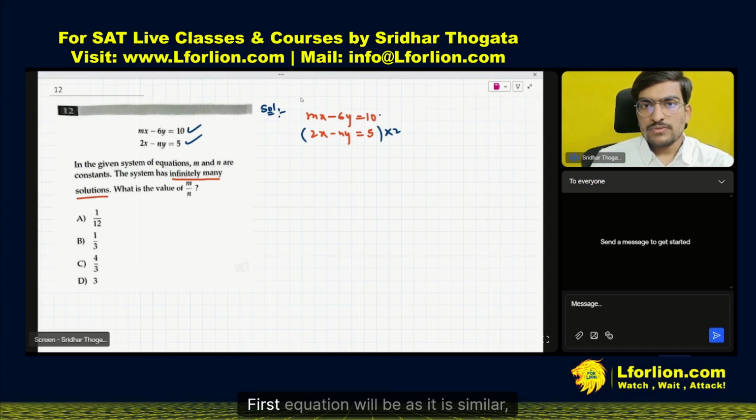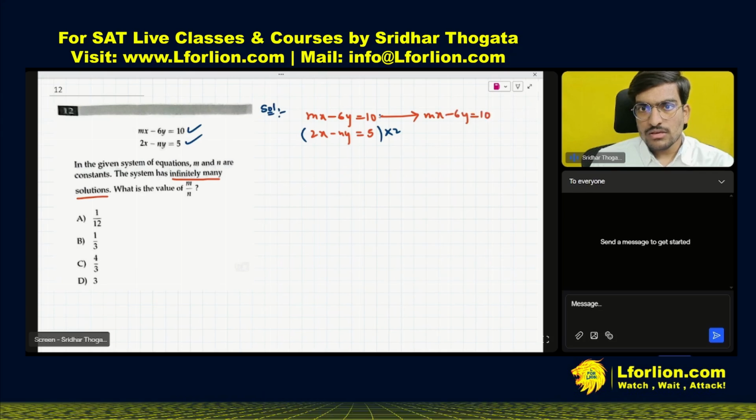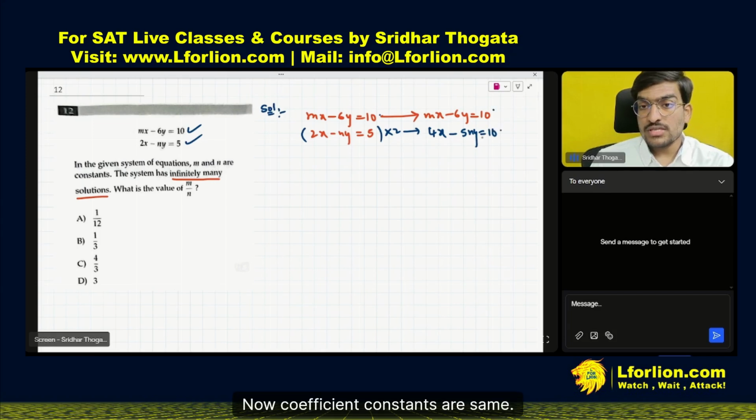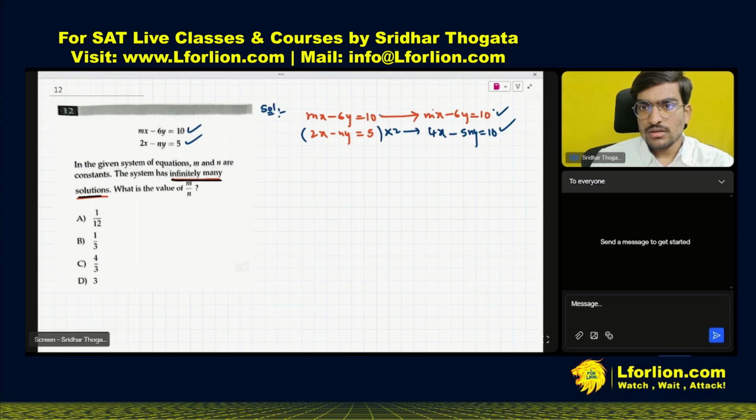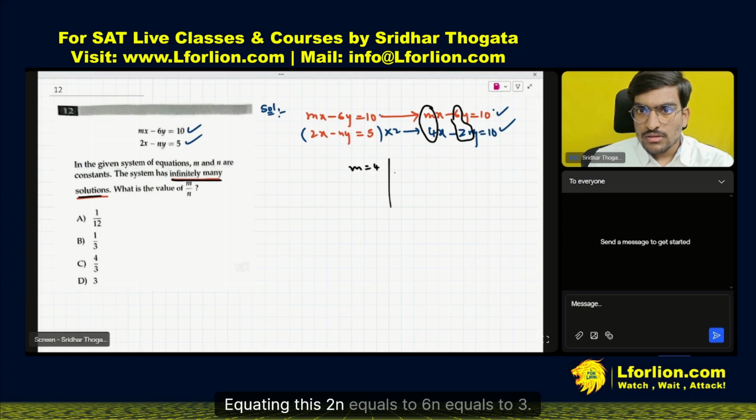So now what happens? The first equation will be as it is, mx minus 6y equals 10, and the second equation is going to be 2x minus ny equals 5, and we need to multiply by 2, so 4x minus 2ny equals 10. Now the constants are the same. Now these two equations are exactly the same, because they are in the condition of infinitely many solutions. Now we can get the value of m, just equate the coefficients of x. So you get m equals 4. Equating the y coefficients, 2n equals 6, n equals 3.